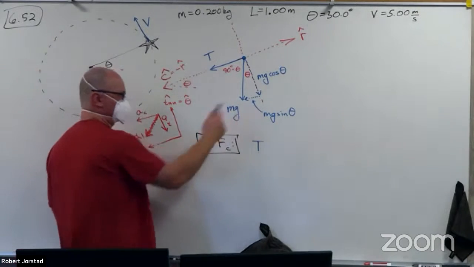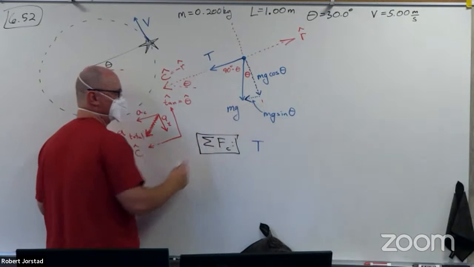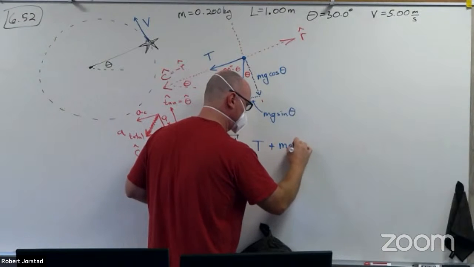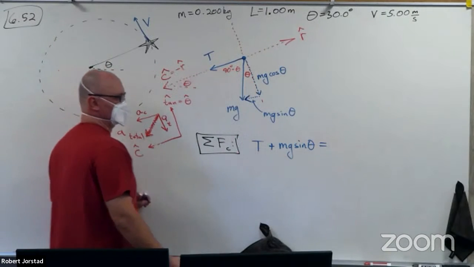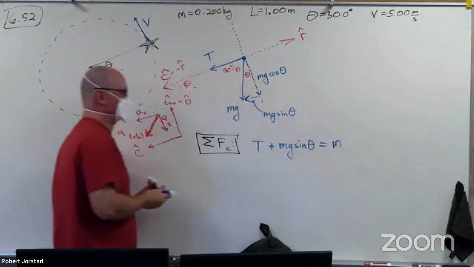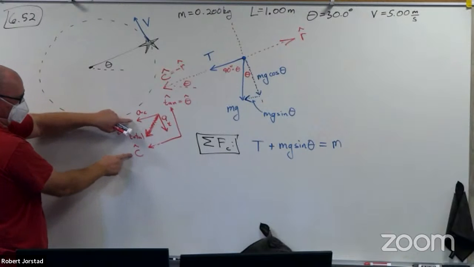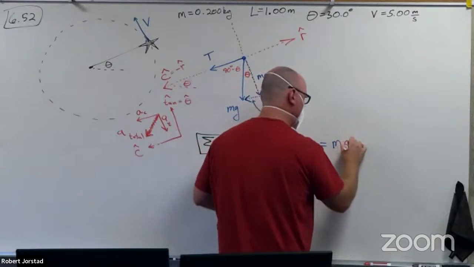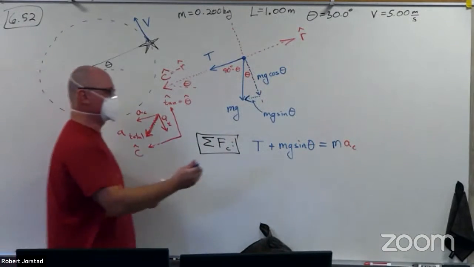Mg sine theta, positive or negative? Use that arrowhead. Positive. That's it. So it's mass. Should I use positive AC or negative AC, based off this coordinate system? Positive. Positive AC. To be clear, if you had used the radial direction, think about it.